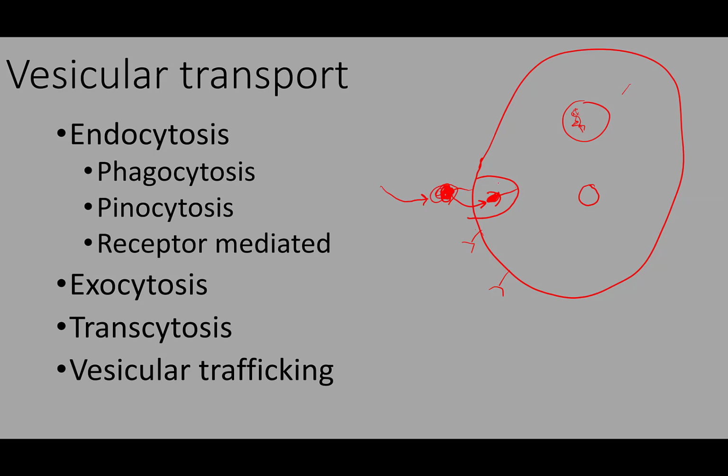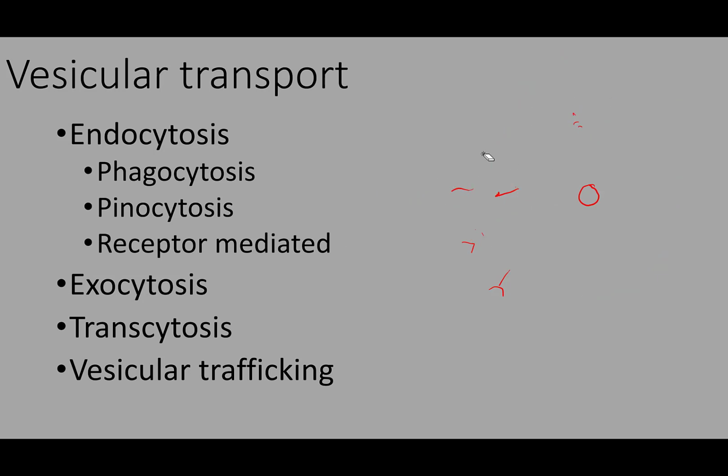It's been brought into the cell. It was receptor mediated. The protein was the receptor, and when something bound to that protein, it caused it to fold inward, and the cell brought it into itself, forming a vesicle. Those are types of endocytosis.